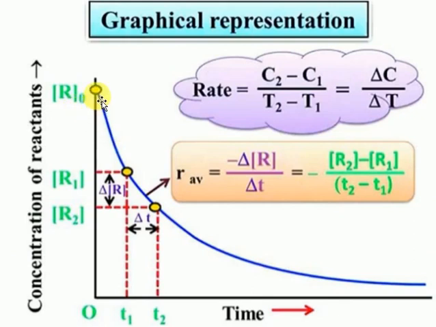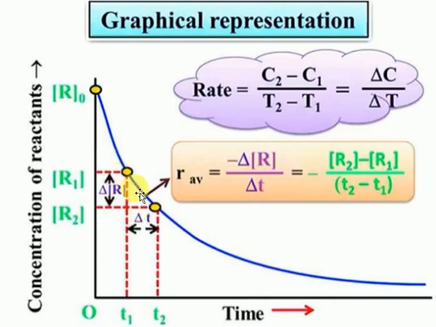What happens is that the reactant concentration slowly decreases with respect to time. I have taken the time and the concentration. Whenever time increases, the concentration of reactant decreases. So this is the initial concentration, this is the final concentration. Here the change in concentration is delta R.